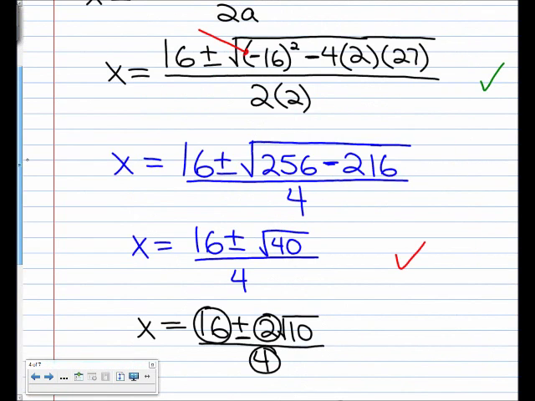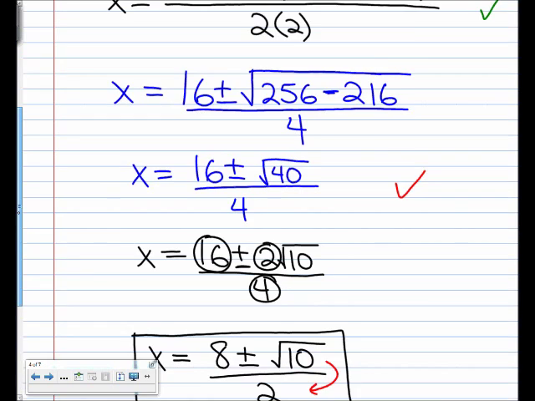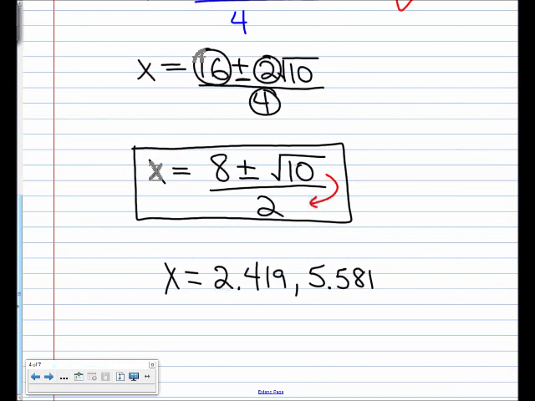All right, so all of that to find the two solutions for this quadratic. All right, so I'm going to go ahead and pause here.